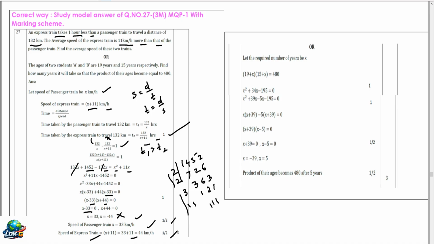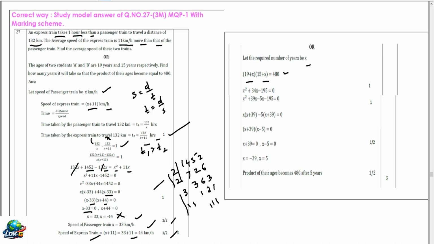For this, you will get half marks. Carefully solve these questions. Move on to the next. The ages of two students A and B are 19 years and 15 years respectively. Find how many years it will take so that the product of their ages becomes equal to 480. Relatively easier problem. Let the required number of years be x. A will be 19 plus x years and B will be 15 plus x years.